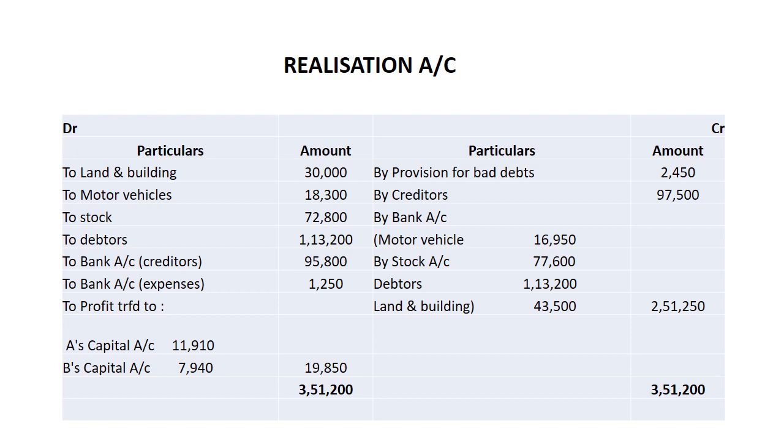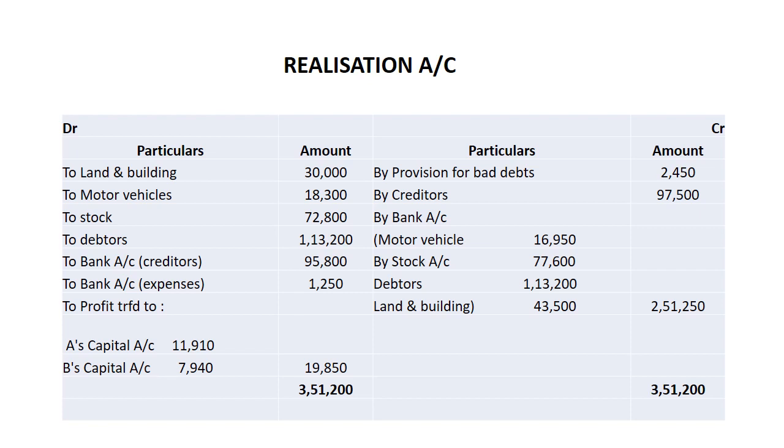Now see, to land and building 30,000, to motor vehicles 18,300, to stock 72,800, to debtors 1,13,200. And now listen, amount has been paid to creditors and for realization expenses. These are the two expenses. To bank account, creditors 95,800, and the creditors amount has been paid at some discount. To bank account, expenses 1,250.